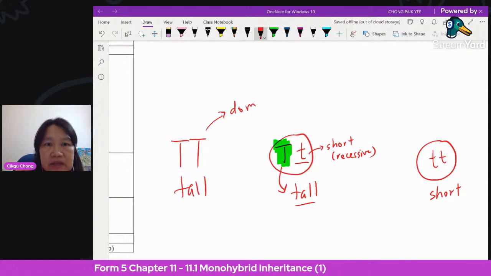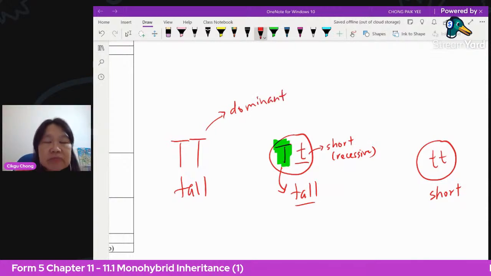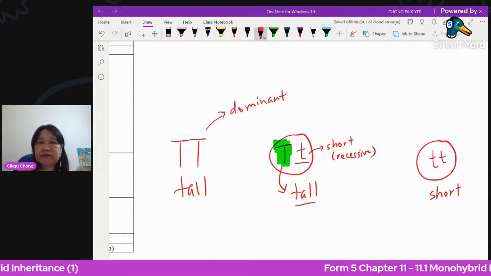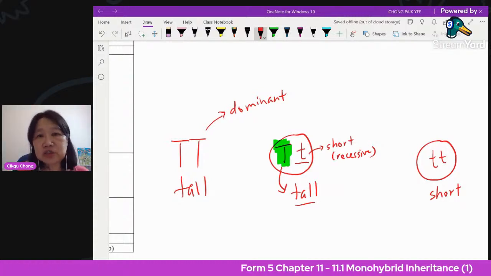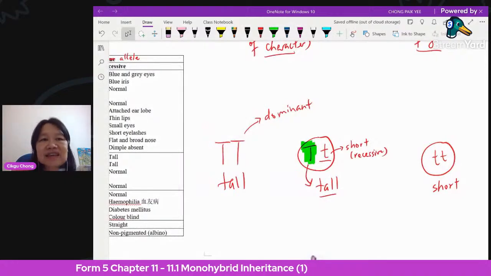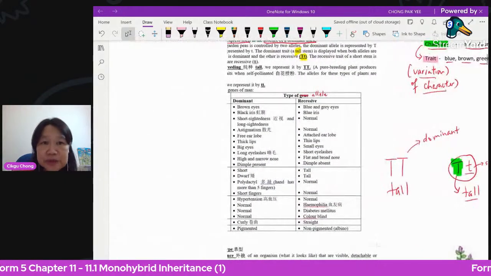The tall is the dominant allele. Because the scientists have done research, they found that this is definitely dominant. So you can't change the fact. You cannot say dominant is short. Cannot. This is proven already. Tried, proven, and tested.